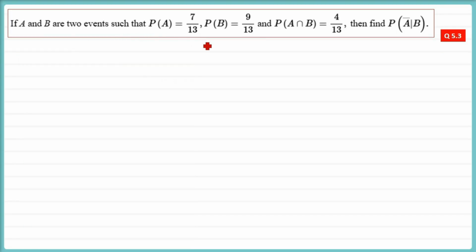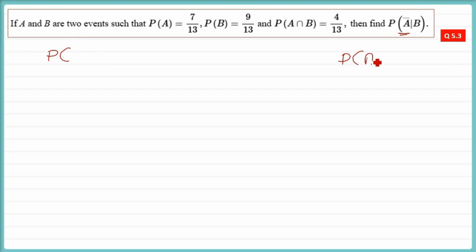A and B are two events such that P(A) is given, P(B) is given, P(A intersection B) is also given. Now we have to find P(A naught by B). P(A naught by B) means the probability of not A happening when B is already known. Don't get confused, these are just the ways of asking questions.